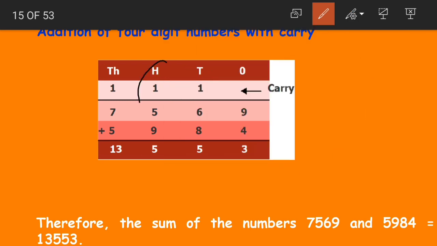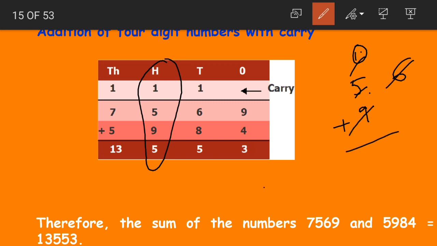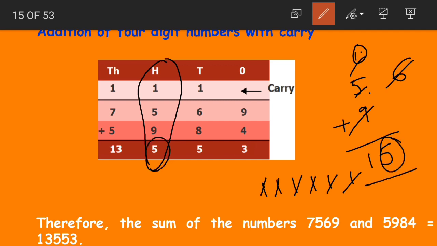Now the next place is hundreds place. We have 1, 5 and 9. 1 we got from carrying. Now 1 plus 5 becomes 6. Now 6 plus 9 becomes, after 9 we have 10, 11, 12, 13, 14, 15. So 6 plus 9 becomes 15. Again we'll write 5 down here and we'll carry this one to the next place.